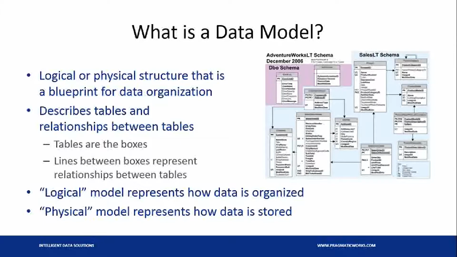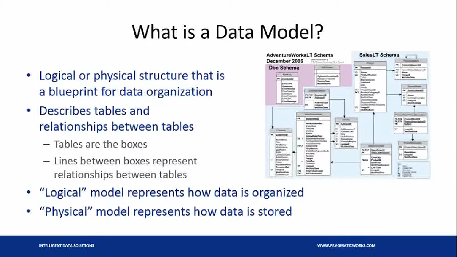So really what it is doing is it's describing the relationship between tables. It describes tables and relationships. So what we see on a data model are these boxes that represent tables, and we see lines that describe the relationship between the tables.